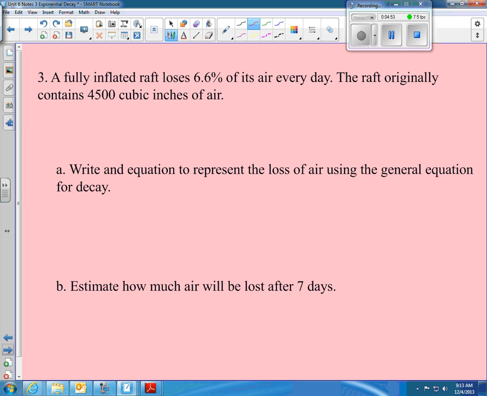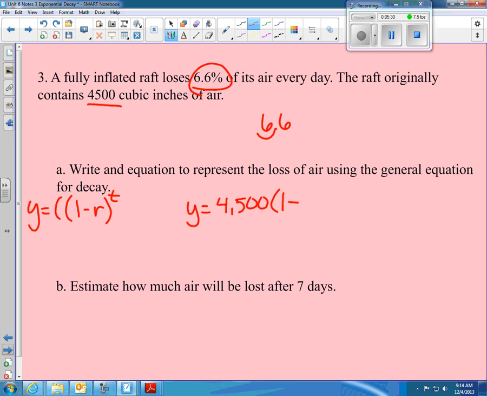Number 3 says a fully inflated raft loses 6.6% of its air every day. The raft originally contained 4,500 cubic inches of air. Write an equation to represent the loss of air using the general equation for decay. So we're thinking y equals c times 1 minus r to the t. We start with our 4,500 cubic inches, 1 minus, and for the percentage, 6.6%, we move the decimal place over 1, over 2, so we have 0.066 to the t.